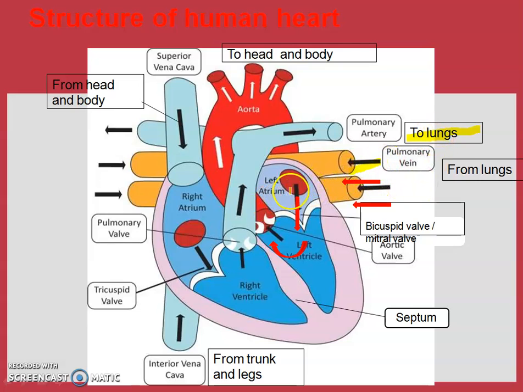Two pulmonary veins enter into the left atrium from one lung, and two from the other lung. So four pulmonary veins enter into the left atrium. These four contain pure blood, and this blood is then pumped into the left ventricle. The left ventricle is separated from the left auricle by the bicuspid valve, and the right ventricle is separated from the right auricle by the tricuspid valve.